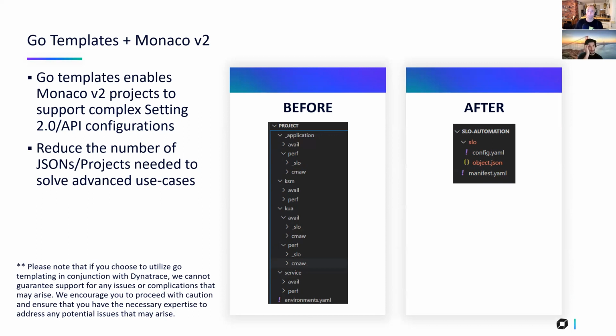Obviously, it makes it a little bit more complex when you're looking at the object.json. So here we want to mention that, yes, Go templating will help facilitate some of these advanced use cases. However, we cannot guarantee support if you're having issues with your Go templating in your Monaco projects. Monaco supports Go templating, but because of how complex those JSONs can get, we don't directly support or guarantee support for your advanced use cases of Monaco where you have Go templating involved.